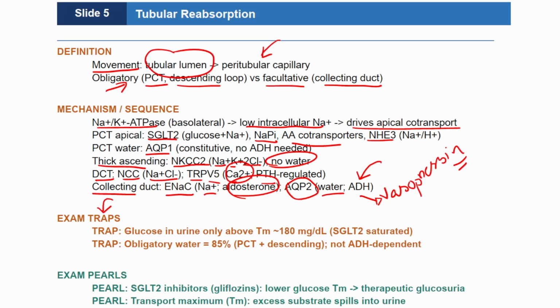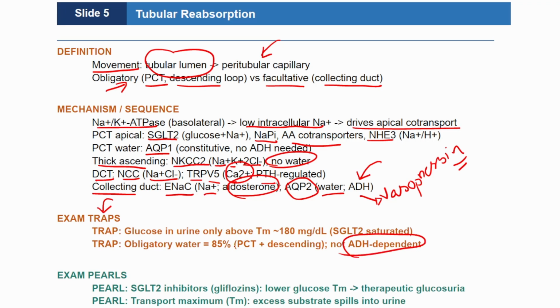of what obligatory water reabsorption actually means. Examiners will try to convince you that water reabsorption in the proximal convoluted tubule is regulated or altered by antidiuretic hormone. You must remember this absolute truth. Obligatory water reabsorption via aquaporin 1 is entirely constitutive, meaning it happens automatically and is completely independent of ADH.